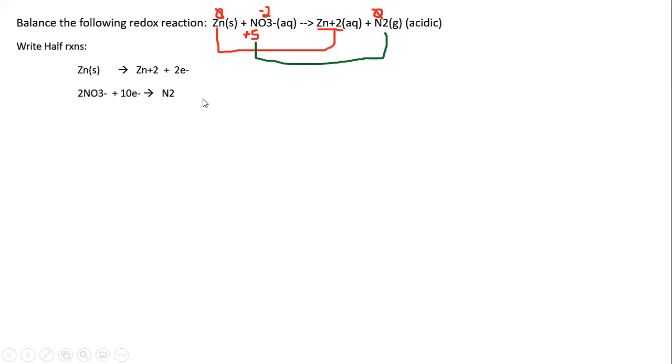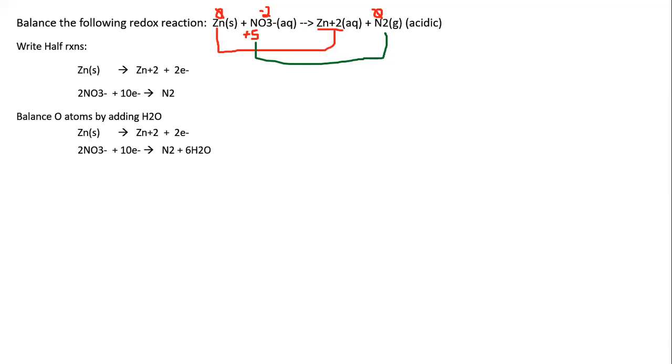After you write the half reactions, the next step is to balance the oxygen atoms by adding water. The first reaction doesn't have any oxygen, so it doesn't change. In the second half reaction, we have a total of 6 oxygens on the reactant side and 0 on the product side. So we need to add 6 water molecules to the product side. That's step 2.